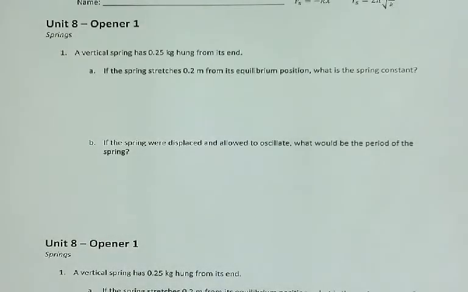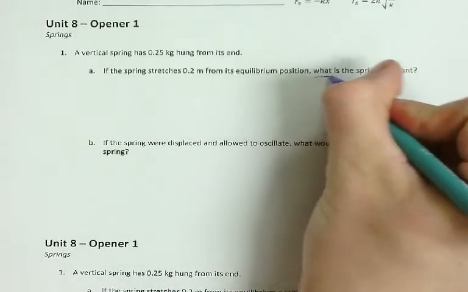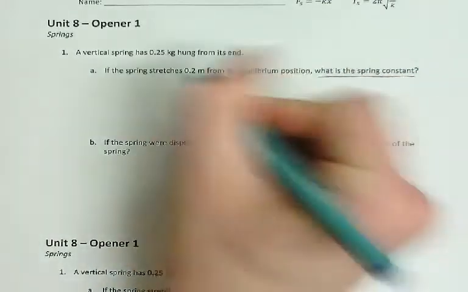So a vertical spring has 0.25 kilograms hung from its end. If the spring stretches 0.2 from equilibrium, what is the spring constant? So here are two key words that stood out to me, or key phrases. What is the spring constant? And stretched.